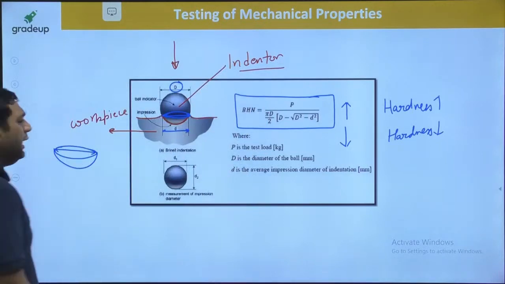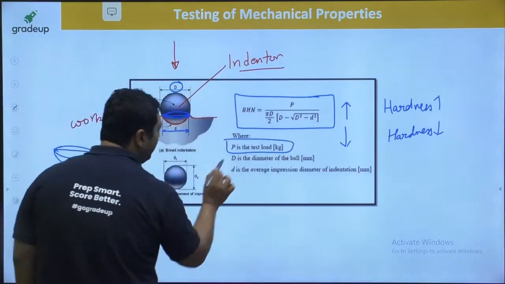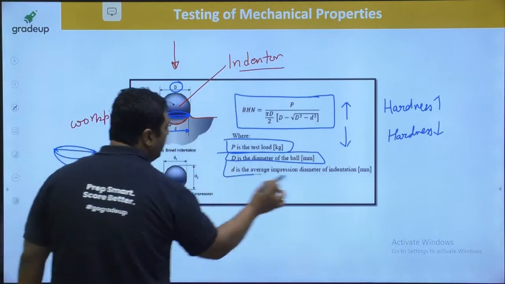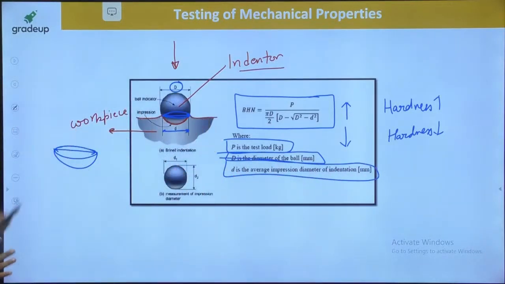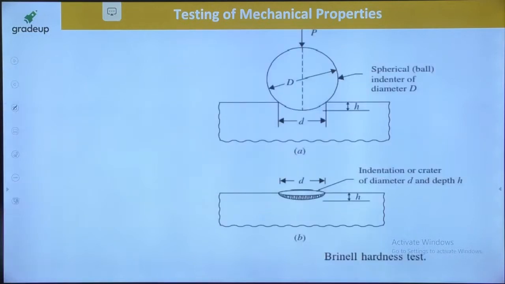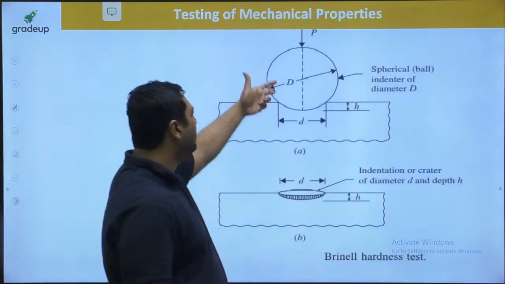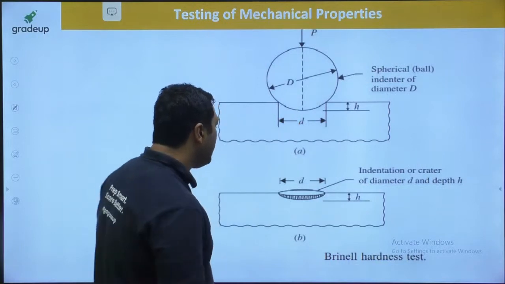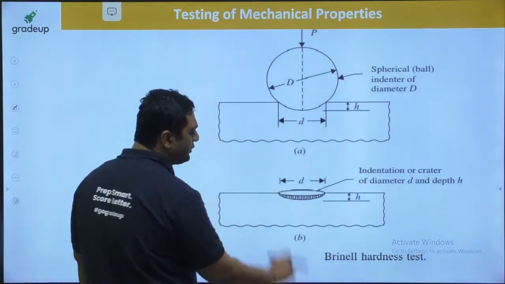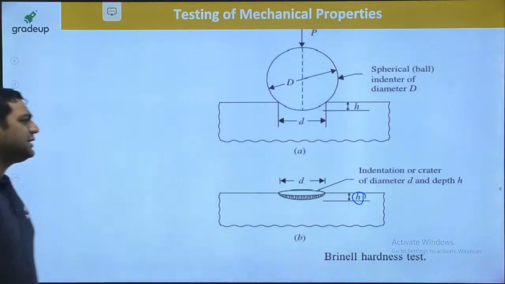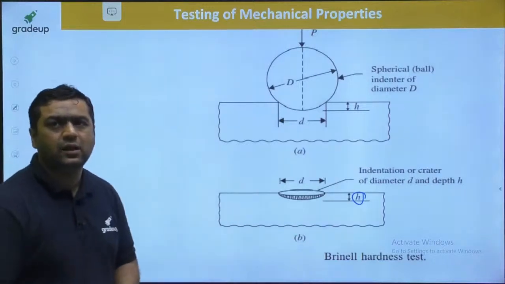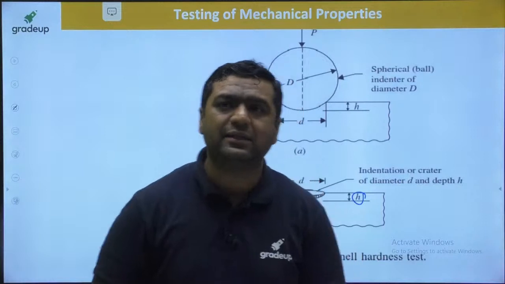So here P is the load, D is the diameter of the ball, small d is the diameter of indentation. If you want to see another view of this, this is the other view. This is the ball, and this small d is the diameter of the indent. This is how the indentation will look like, and this h is the height of indentation. This is said to be the Brinell hardness test.